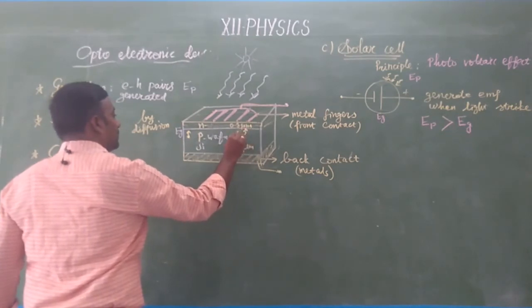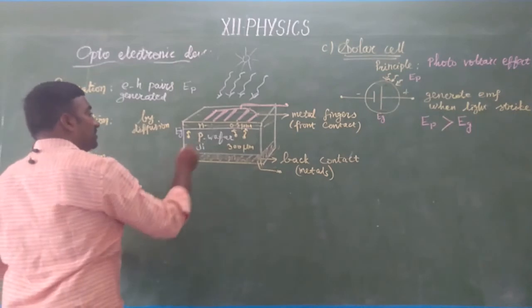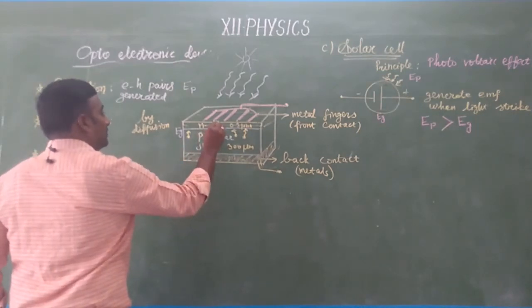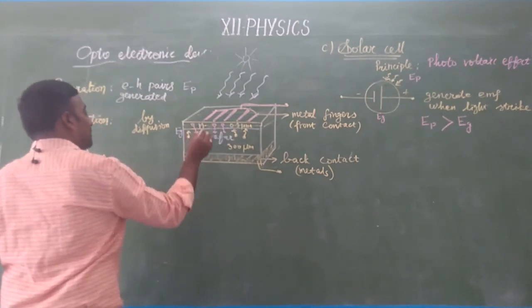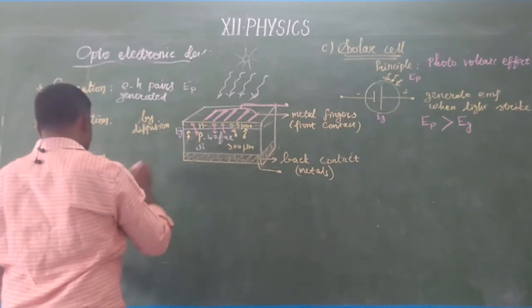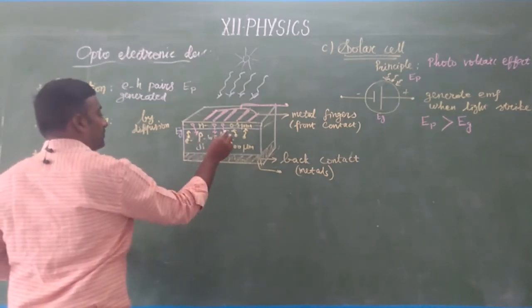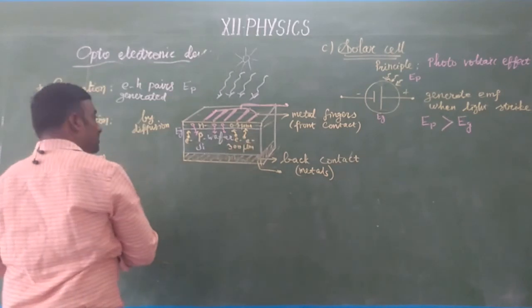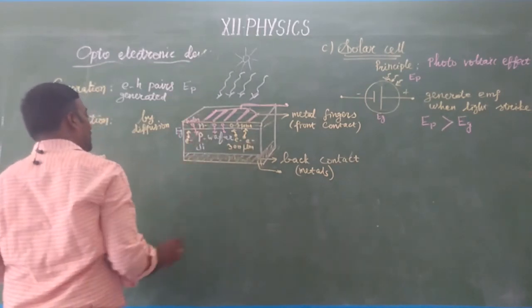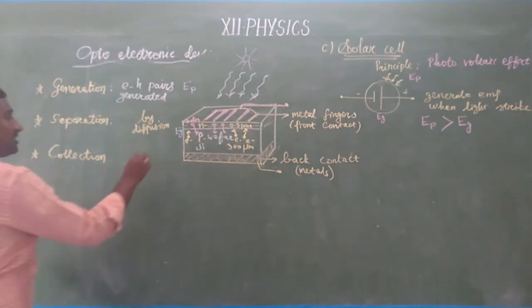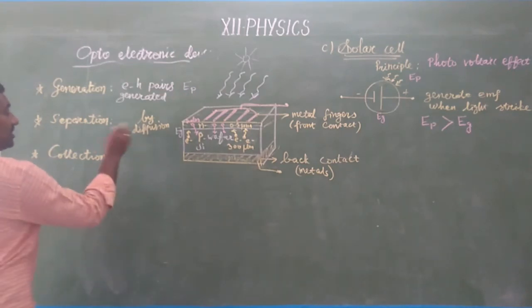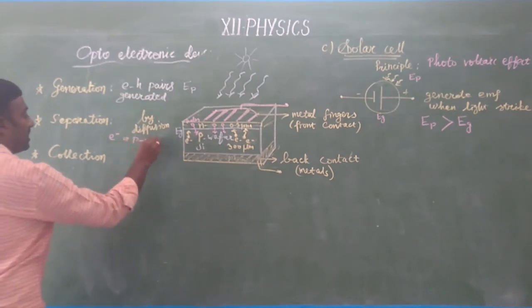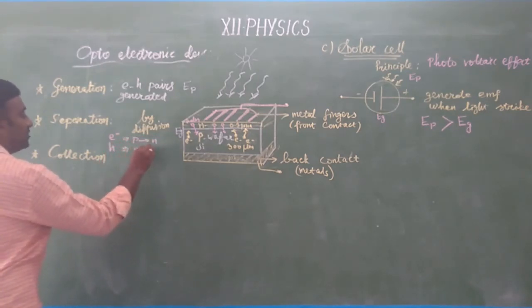Electrons are moving to the N side. At the same time, the holes, the vacancies, are moving to the P side. So these are all electrons and these are all holes. The holes go through the depletion layer. The electrons and the holes are moving to the opposite regions. Here electrons are moving from P to N and the holes are moving from N to P.